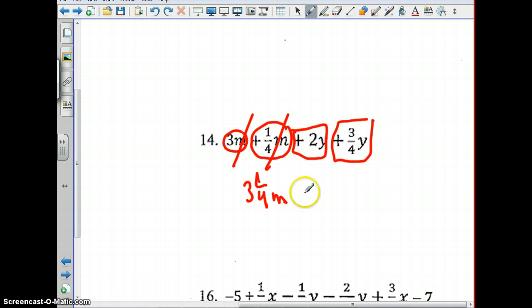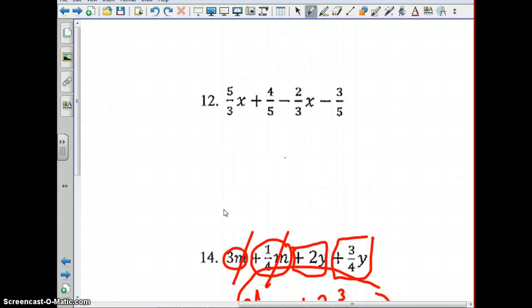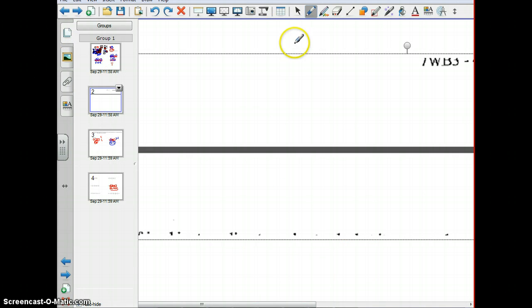So 2y plus 3/4 y makes 2 and 3/4. And then we're done. You can't do anything else because one has an m, one has a y. So basically what we've been doing this whole time is putting the terms of the same variable, those are like terms, together. And then we can't do anything else. And that's called simplifying.